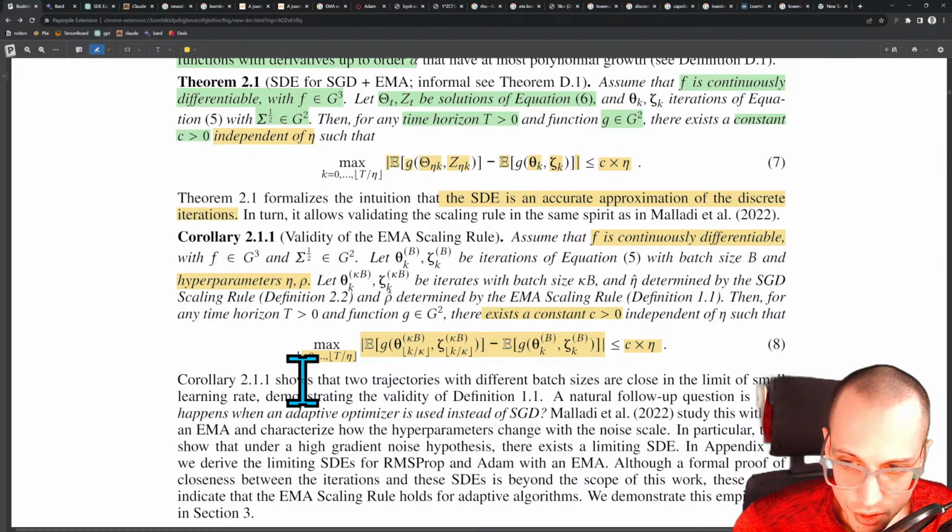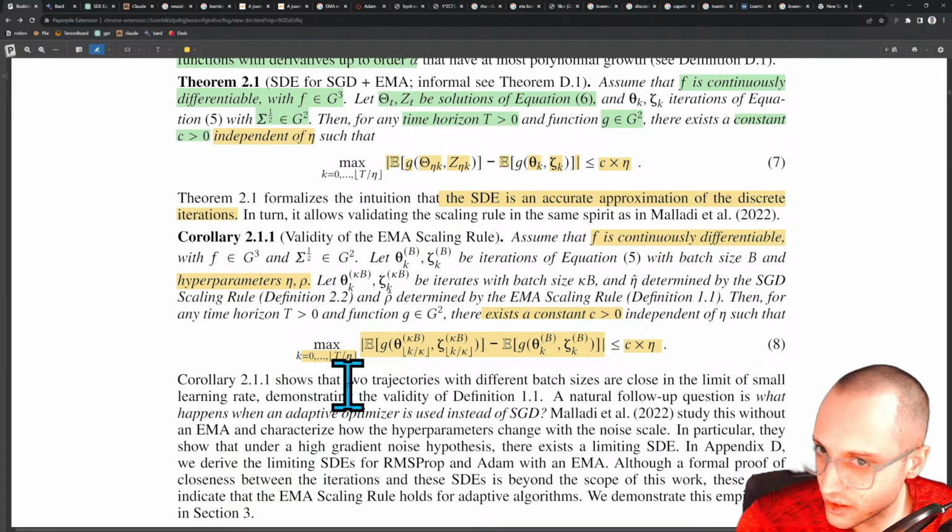Okay, corollary 2.1.1. Yo, big fan here, Dor Yashar, thanks for the support, man.